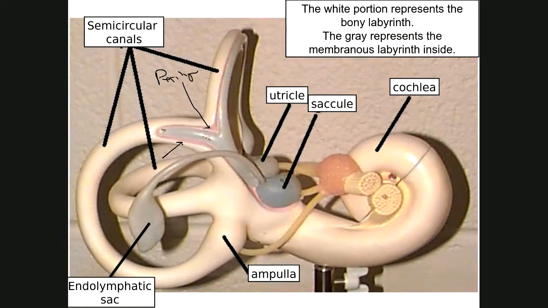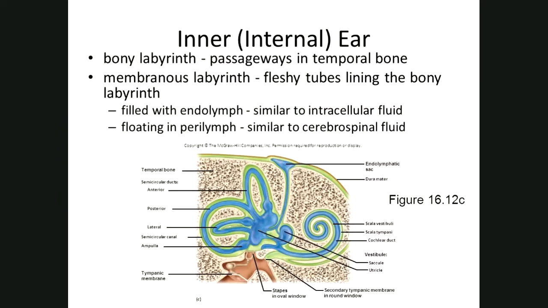But there's also fluid in here. There's fluid inside here. So this is a different fluid. This is called endolymph. Endo means inside. So it's inside the membranous labyrinth. And the fluid here is different. It's not like cerebrospinal fluid. It's like intracellular fluid, like the fluid inside cells. So the two fluids are different from each other.